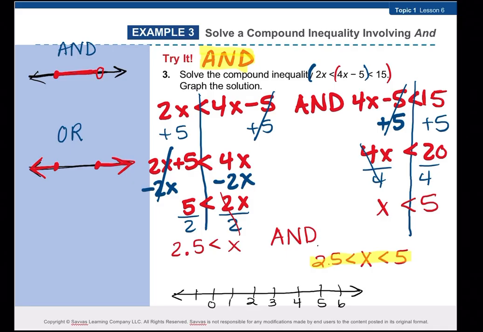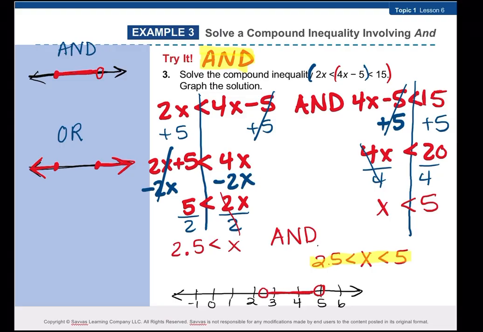That looks good. If it wasn't good, I would probably erase it and start over. And so open circles, both are open circles because they're not or equal to. So I have 2.5, that's halfway between 2 and 3, and I have 5. So X is in between those two. So I'm shading the region in between.